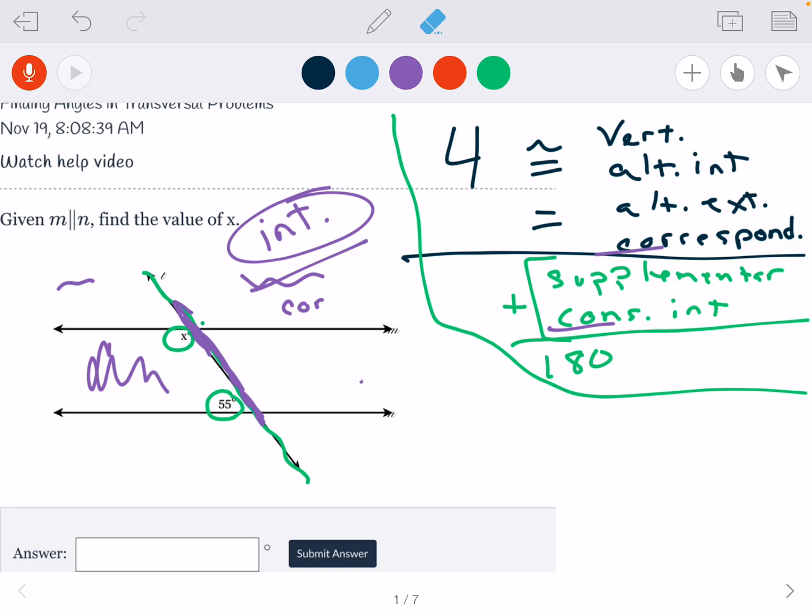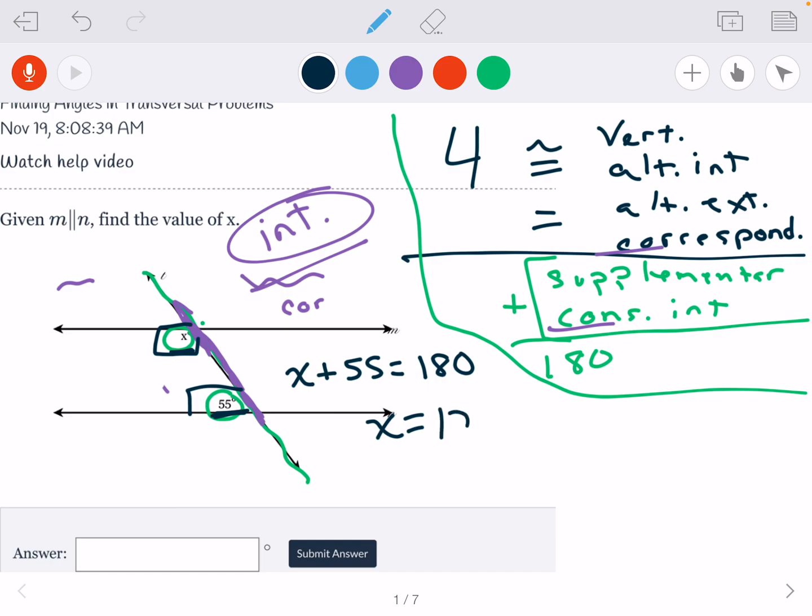So you look and see, are they in the same position? Are this and this value both in the same position? Well, we can see no, this is underneath the parallel line, this is on top. So that means they are consecutive interior. So you add them together to equal 180. Then you subtract 55 from both sides to get 125. So your answer would be 125 there.